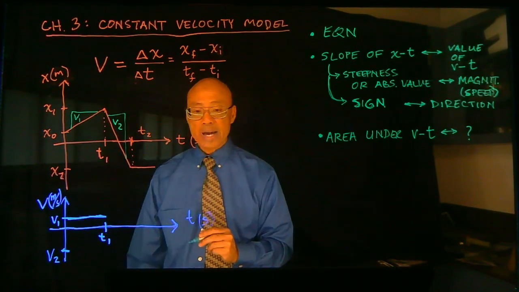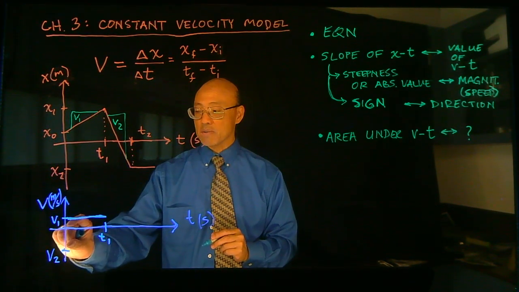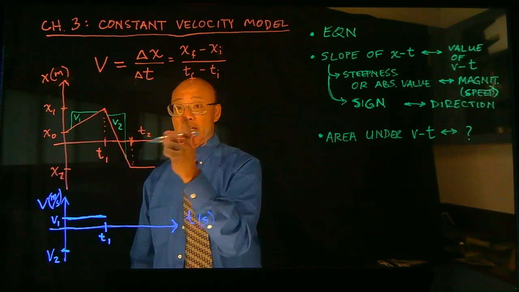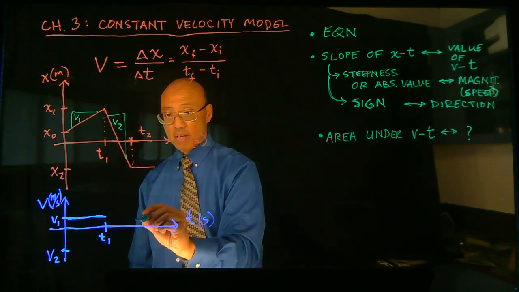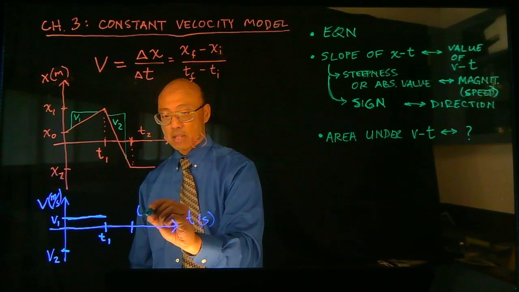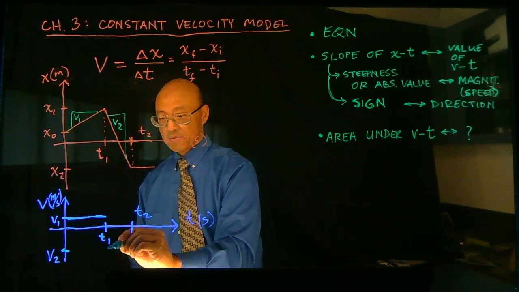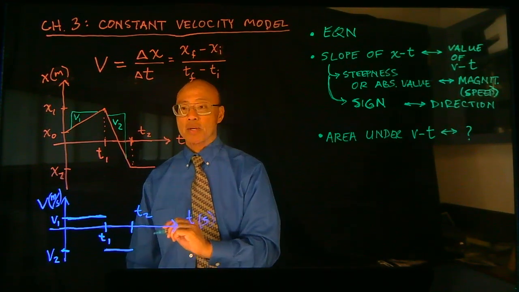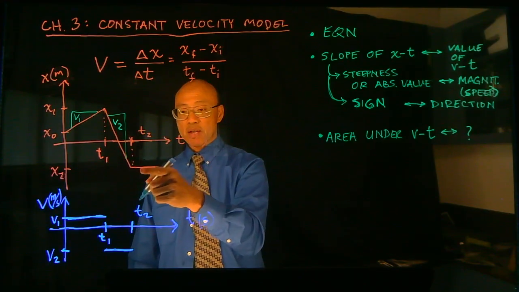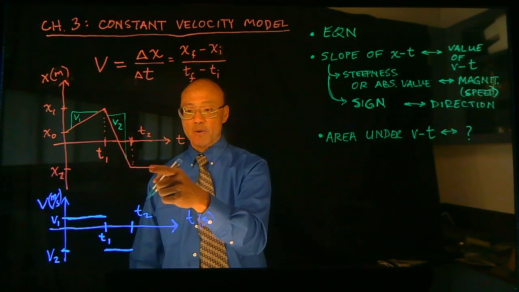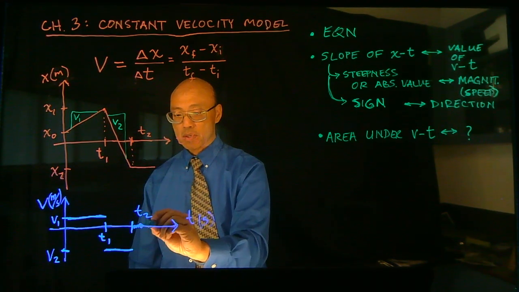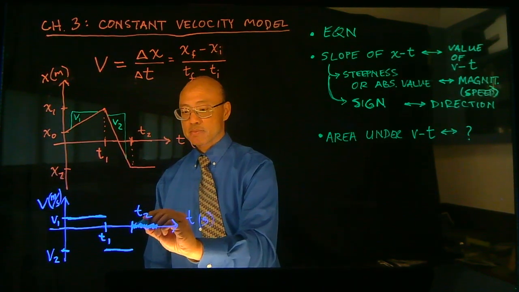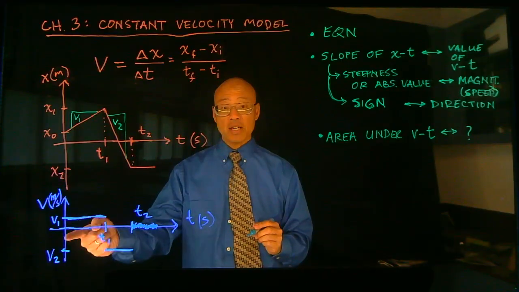So V2 as a magnitude, the absolute value of V2, is bigger than the absolute value of V1. And it's negative, but it's also constant, and it does that from t1 to t2. So I have a velocity that does this now. And then after t2, what's my slope? It's 0. So I'm somewhere in here. Okay? So that's a vt graph.